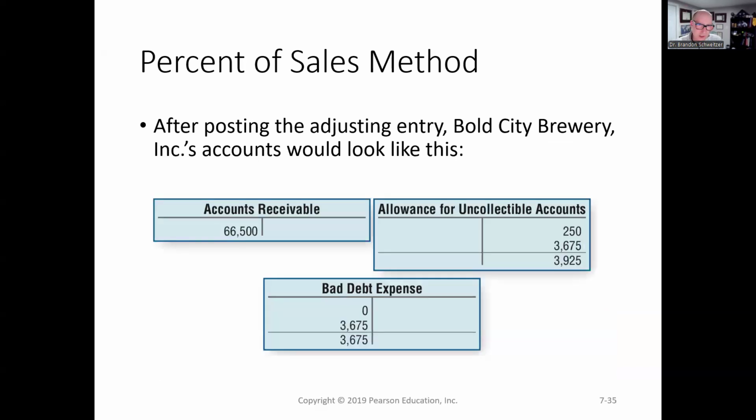And then this is what our account balances look like afterward. We still have our accounts receivable 66,500. We've added 3,675 to our existing allowance for doubtful accounts balance. So we debit bad debt expense 3,675 and credit the allowance for doubtful accounts 3,675. And we now see our allowance for doubtful accounts balance sitting at 3,925. So that is the percent of sales method.